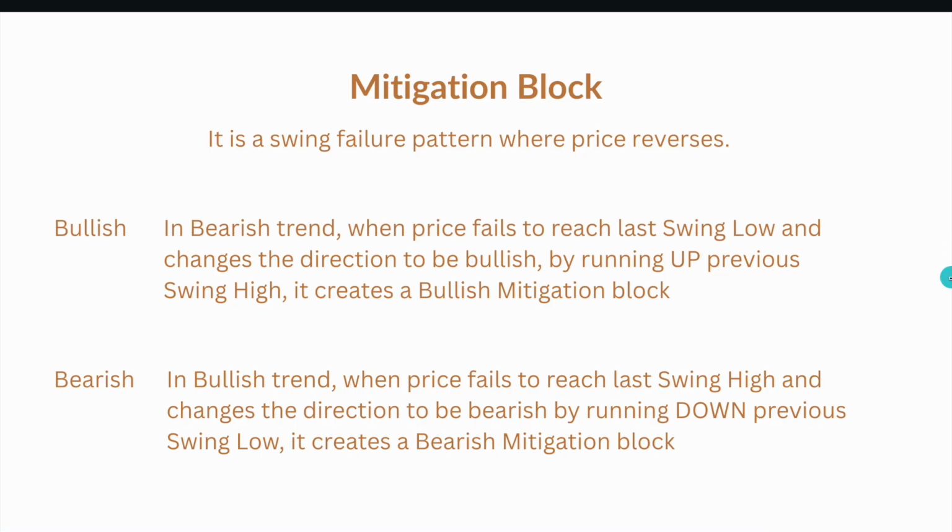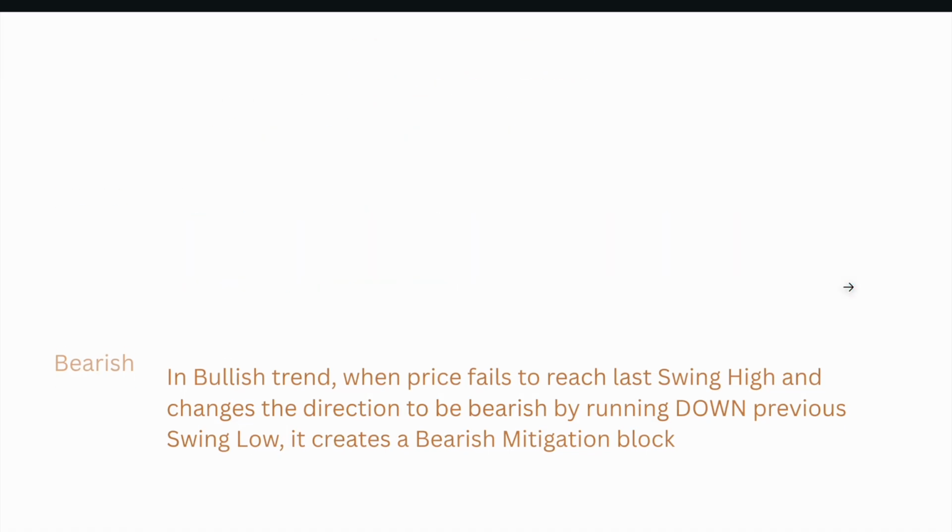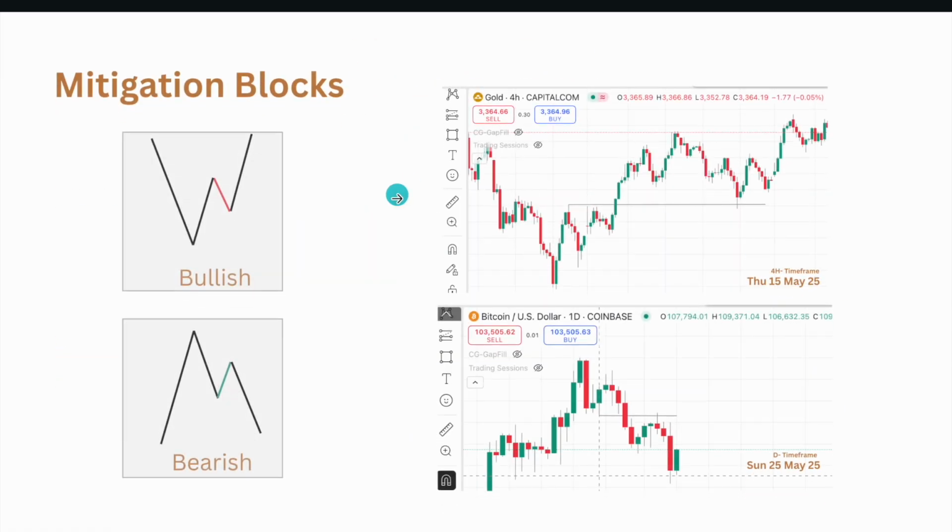This is theoretical. Let's understand on chart the mitigation blocks. So this is a bullish mitigation block. Why is it a bullish mitigation block? Because we are in a downtrend and we have this retrace. After the retrace, price is supposed to continue in the original direction of the trend, the bearish direction.